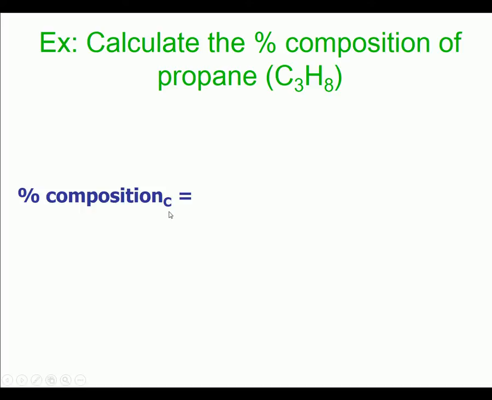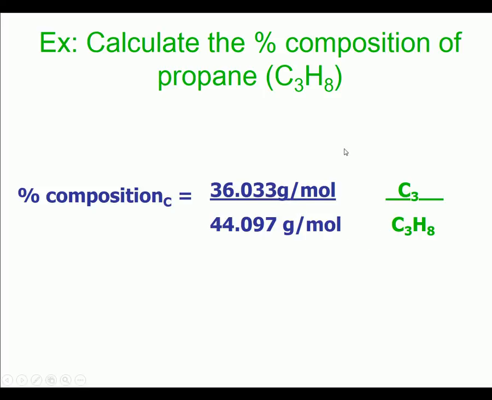To calculate the percent composition of carbon, I'm going to take that number I calculated, 36.033 grams per mole. This represents 3 moles of carbon. And I'm going to divide it by the molar mass. So the part is carbon, the whole is propane, and I'm going to multiply that value by 100, and here's the number I get. Now I am trying to be super proper about following my significant figures rules. When I divide 5 sig figs by 5 sig figs, I want to end up with a number with 5 sig figs.